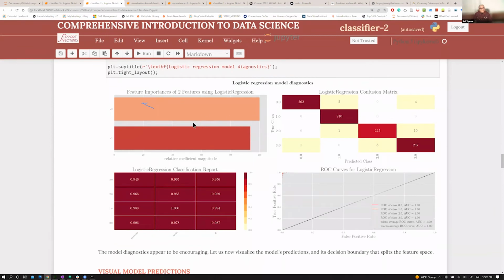You can see both of these variables seem equally important. This is your confusion matrix, true versus predicted class. But obviously, there are four classes. So where is one class being mixed up with the other? The correct predictions are the diagonals.